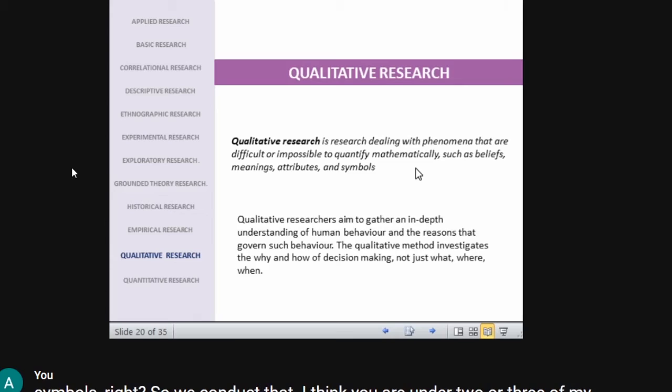So like that, depending upon what you got from the webinar, what you understood about the webinar, you are giving your feedback. That feedback, that belief, that perception of yours is qualitative. That cannot be quantified. Okay. This is the qualitative research. It helps to gather an in-depth understanding of human behavior and the reasons that govern such behavior.